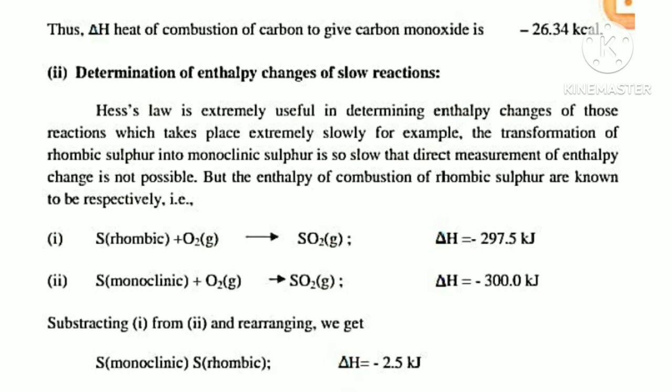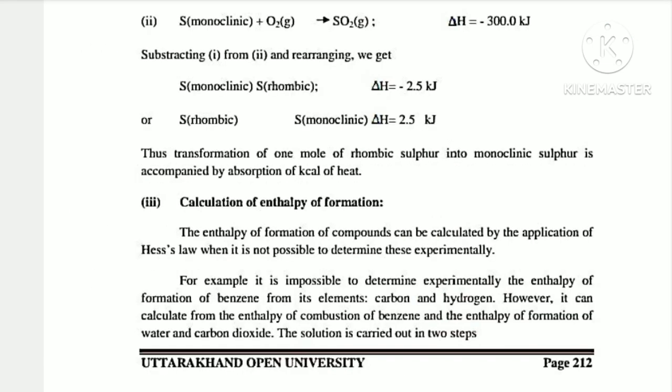and S monoclinic plus O2 is equal to SO2, in this delta H is equal to minus 300.0 kilojoule. Subtracting equation 1 from equation 2 and rearranging, we get S monoclinic into S rhombic, in this delta H is equal to minus 2.5 kilojoule, or S rhombic to S monoclinic, in this delta H is equal to 2.5 kilojoule. Thus, the transformation of 1 mole of rhombic sulfur into monoclinic sulfur is accompanied by absorption of heat.